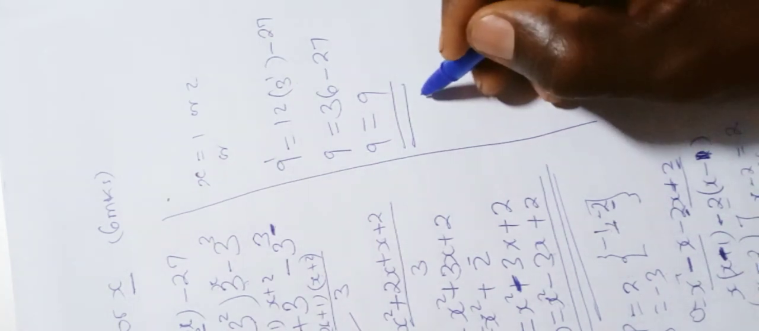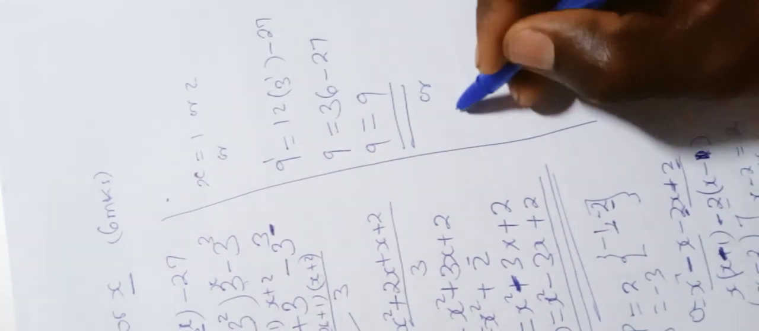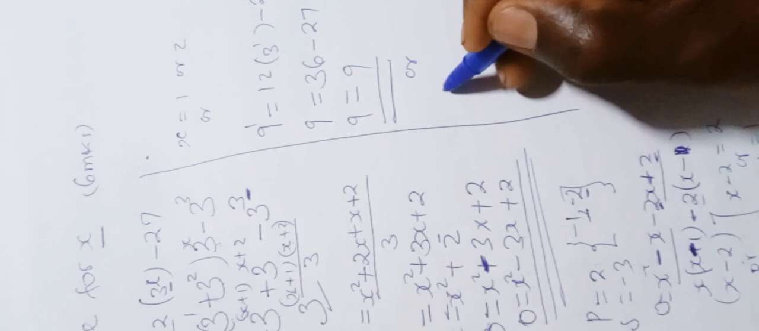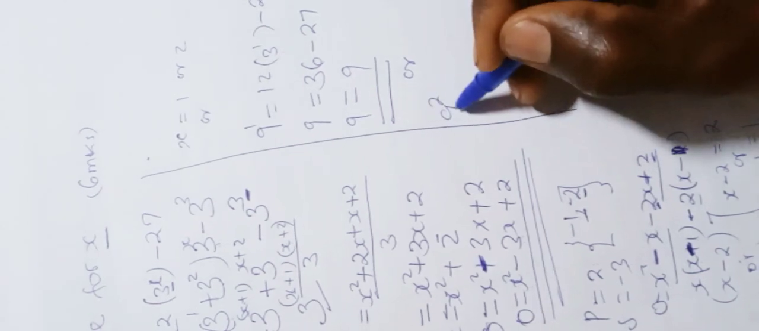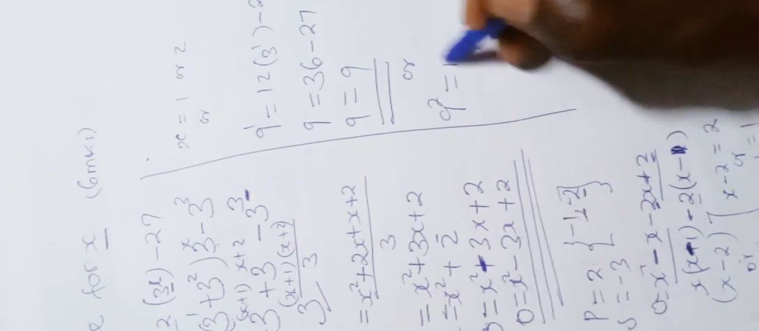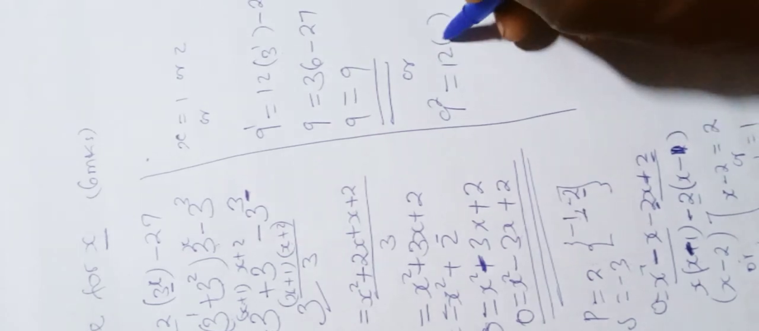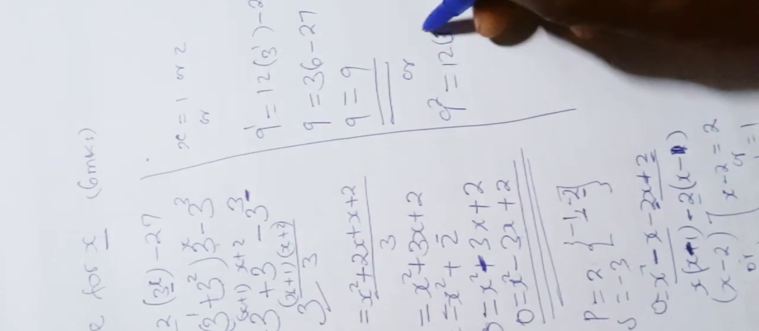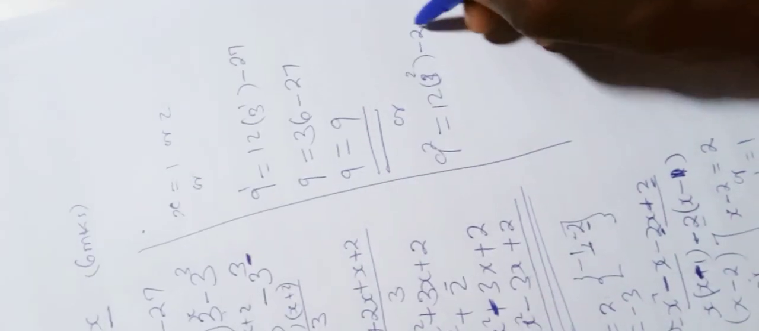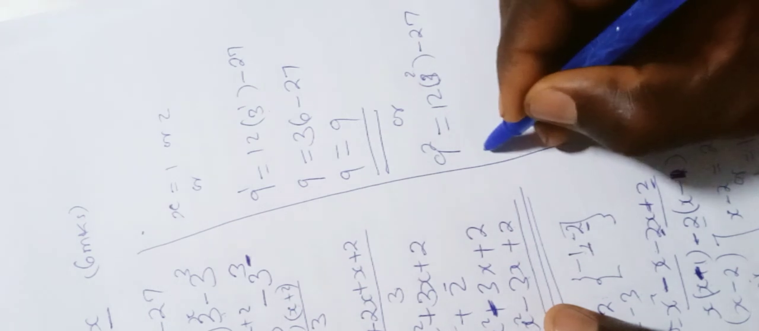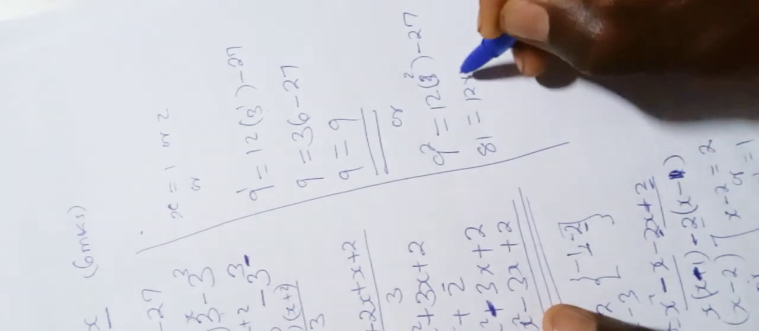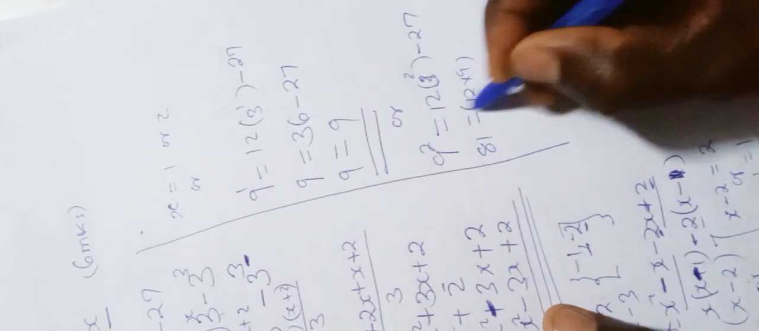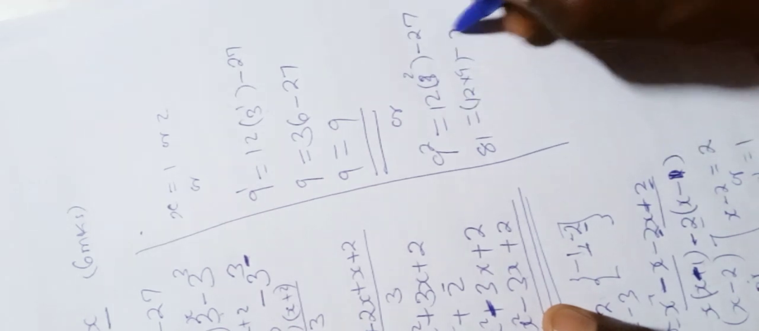Or let us confirm for 2 also. So we are going to have 9 raised to power 2 is equivalent to 12 multiplied by 3 raised to power 2 minus 27, so that we have 81 here is equivalent to 12 times 9 minus 27.